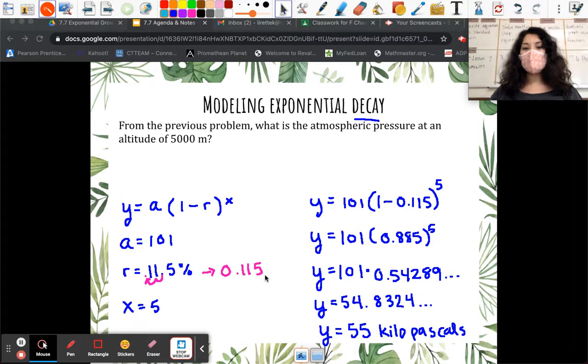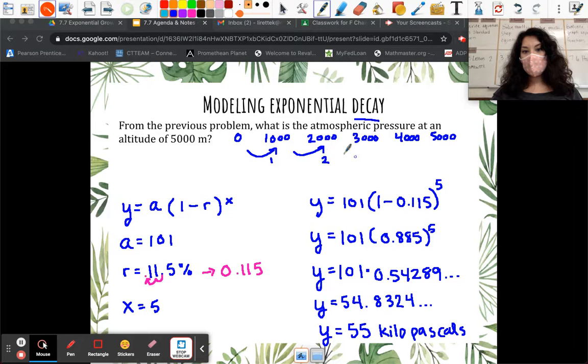Everything was the same except for your interval here. At an altitude of 5,000 meters, again, you have to think about how many 1,000 meter intervals that is above sea level. So at sea level, you're at 0, and then you go 1,000, 2,000, 3,000, 4,000, and then finally 5,000. This is 1 increment, 2 increments, 3 increments, 4 increments, and 5 increments. So you should have just replaced that x value with 5 in this problem.